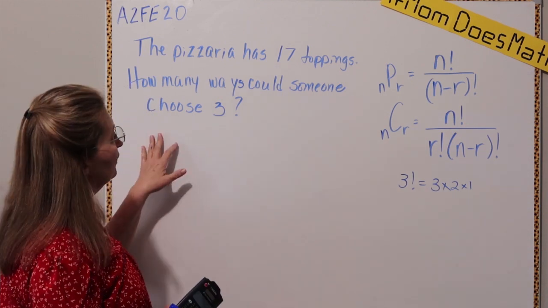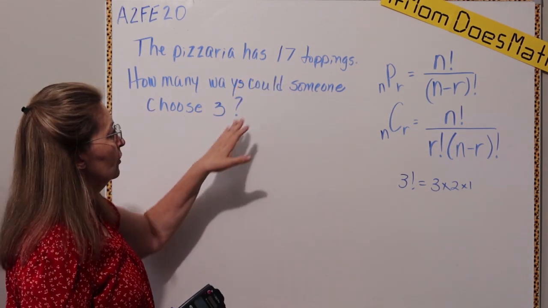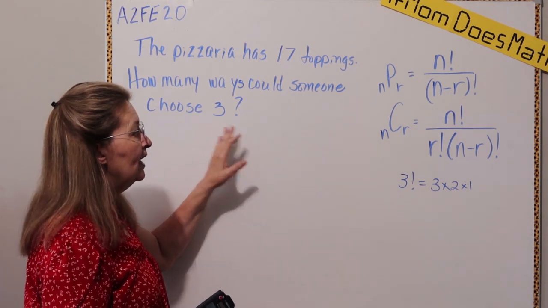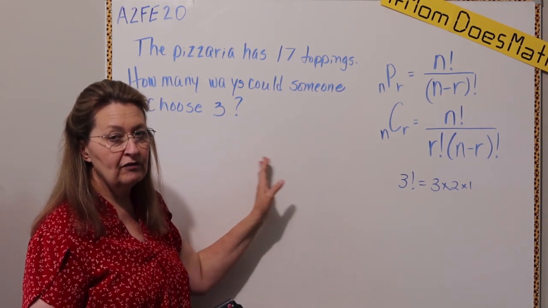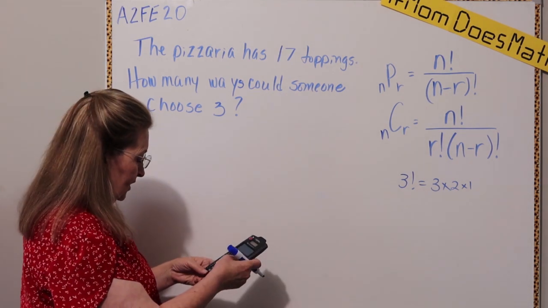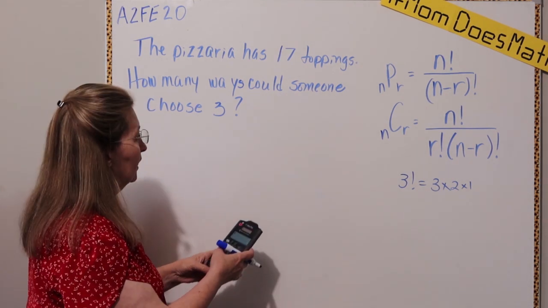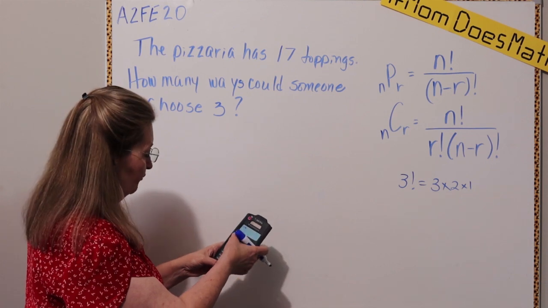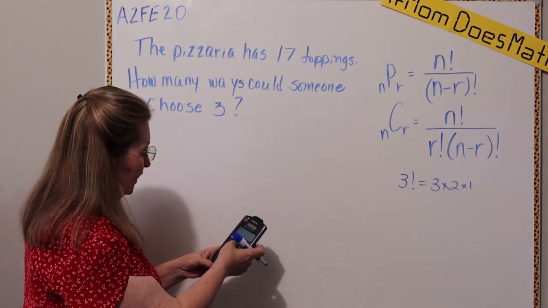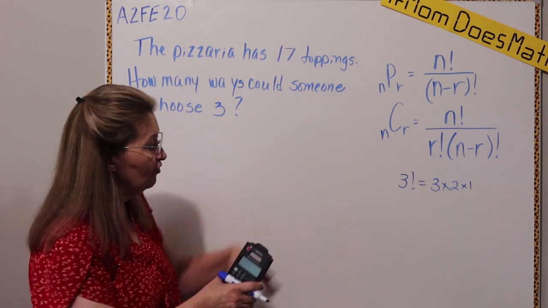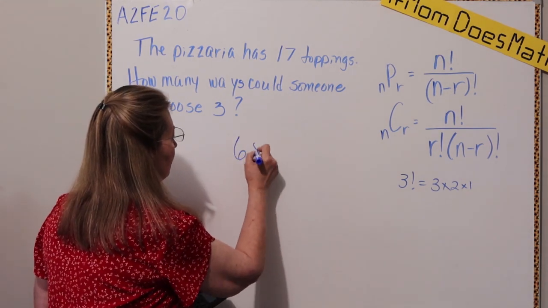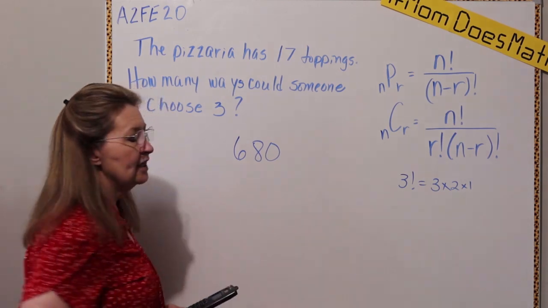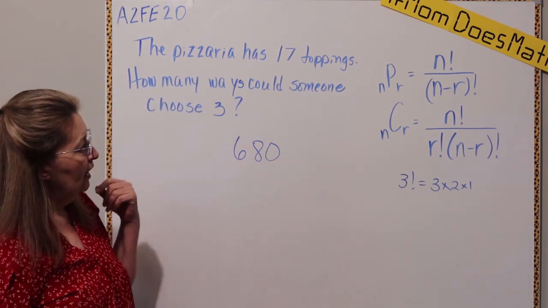So, what we're going to do, we have 17 things. We want to take them 3 at a time. And this is a combination since I'm not concerned with the order of the toppings. When I put it into this calculator, I'm going to put my 17 in first. And then you engage the combination formula, taking 3 at a time. So that's going to give you a possible 680 groups of toppings.